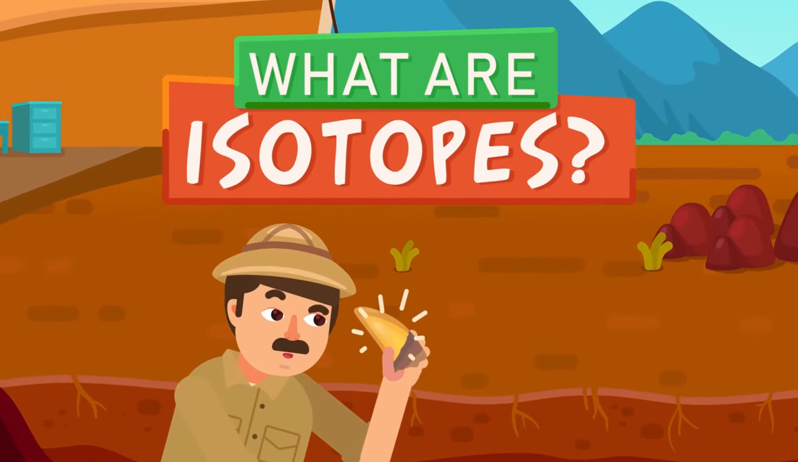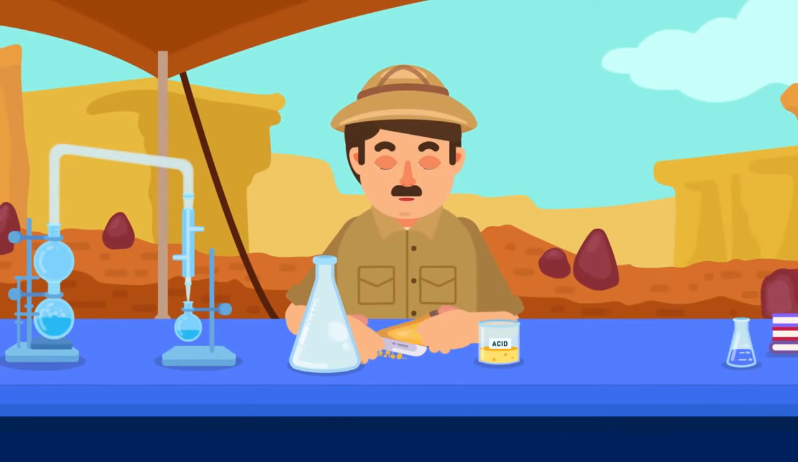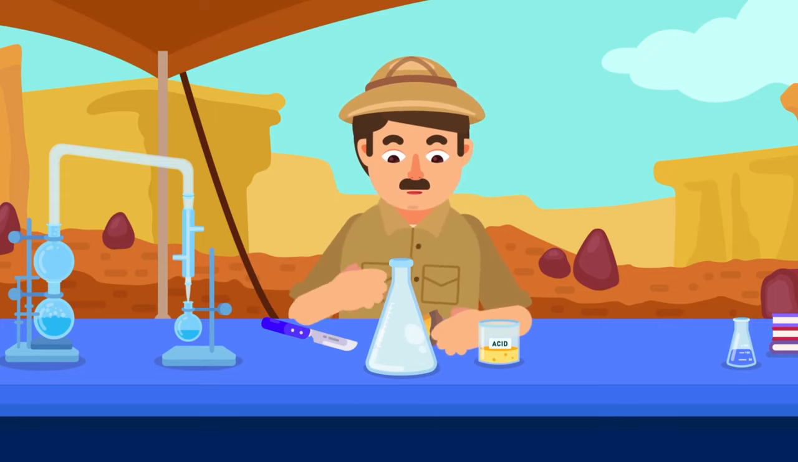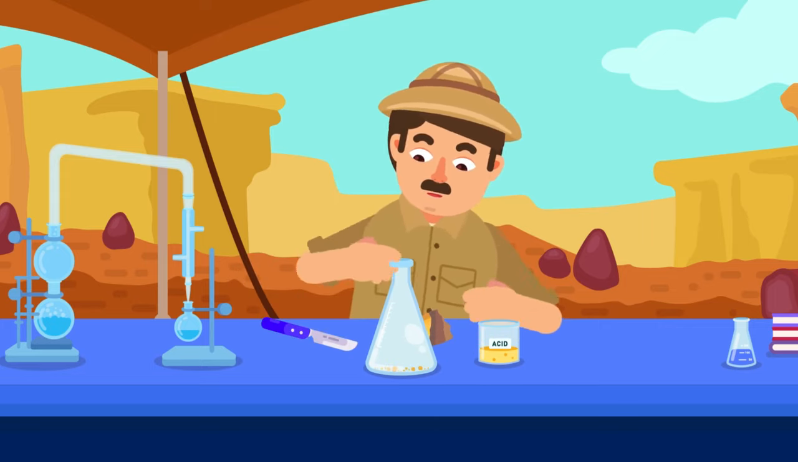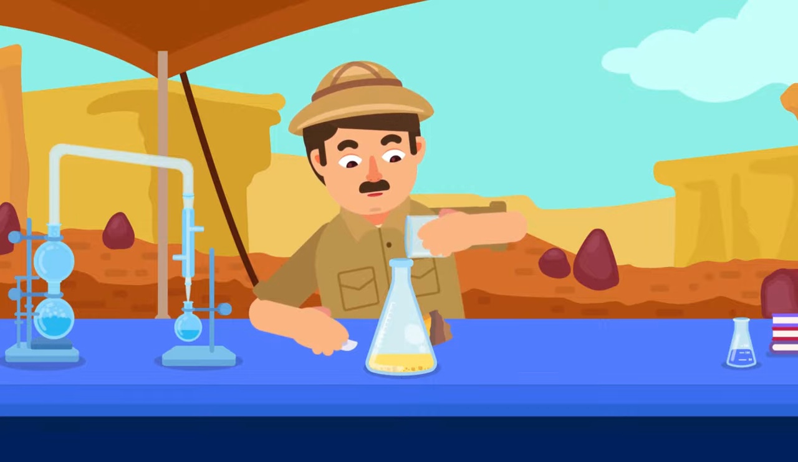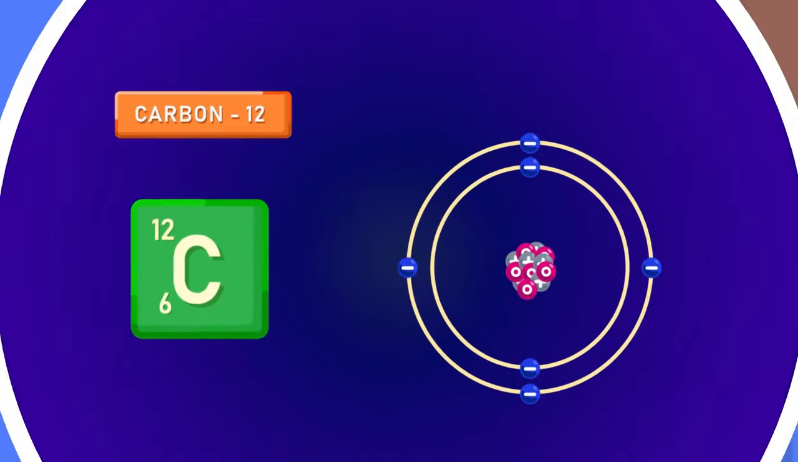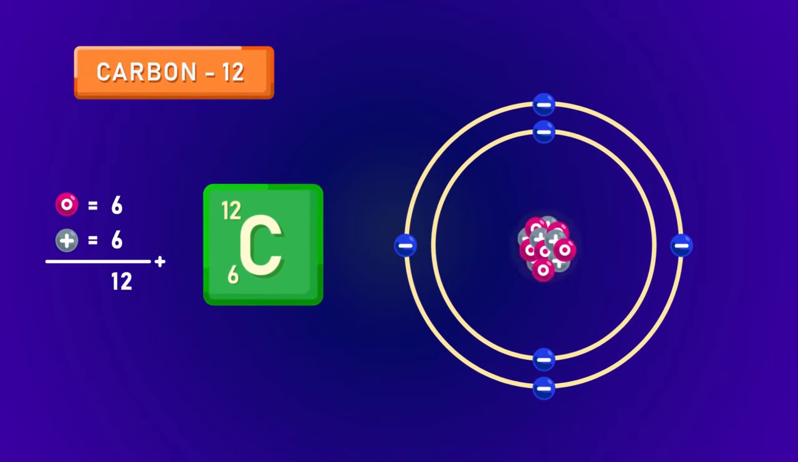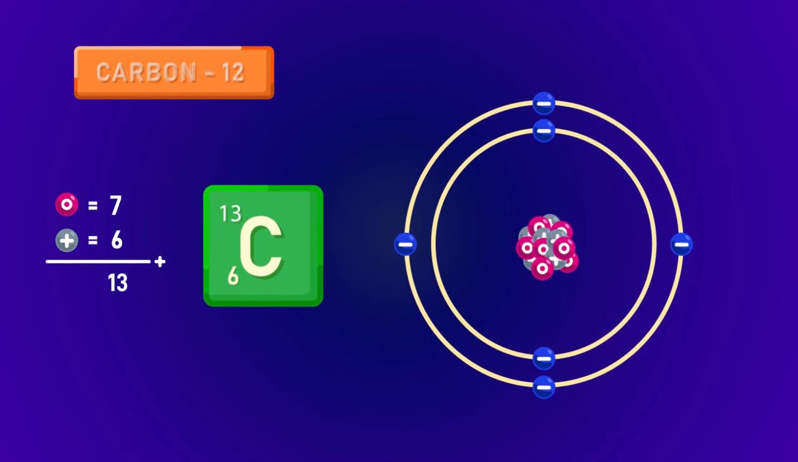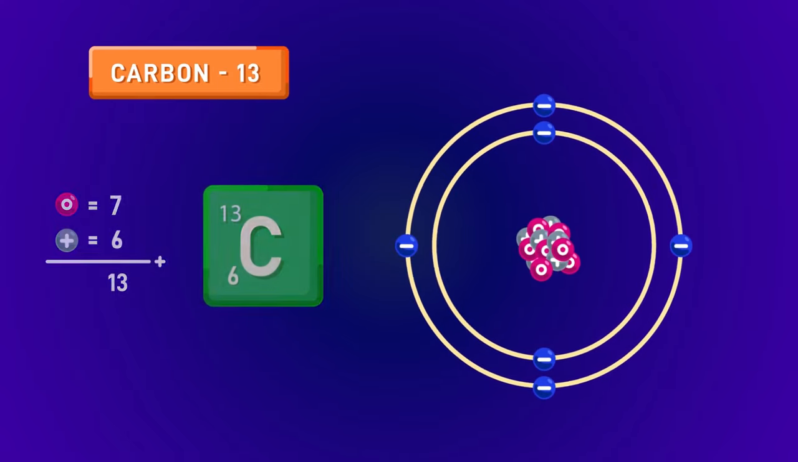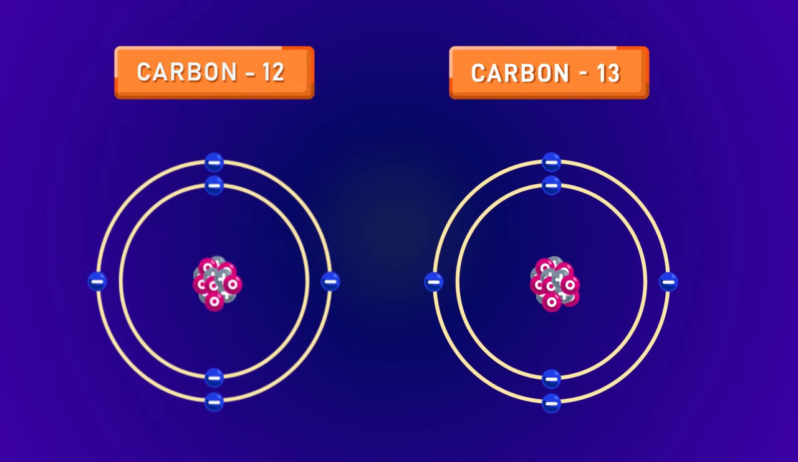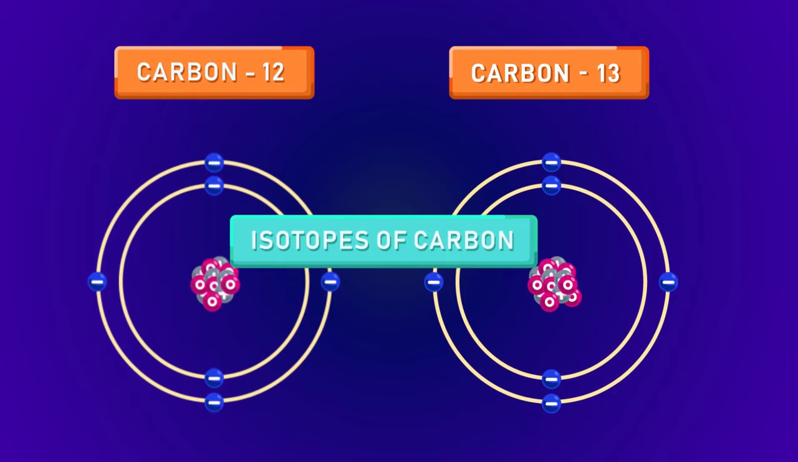What are isotopes? Carbon, an essential element of life, is largely known to have 6 protons, 6 electrons, and 6 neutrons. The more accurate name, however, is carbon-12, according to its mass number, the sum of the protons and neutrons. So, it turns out, an atom of carbon can also have 7 neutrons, one more than the usual, named carbon-13. Both of them are called isotopes, specifically the isotopes of carbon.